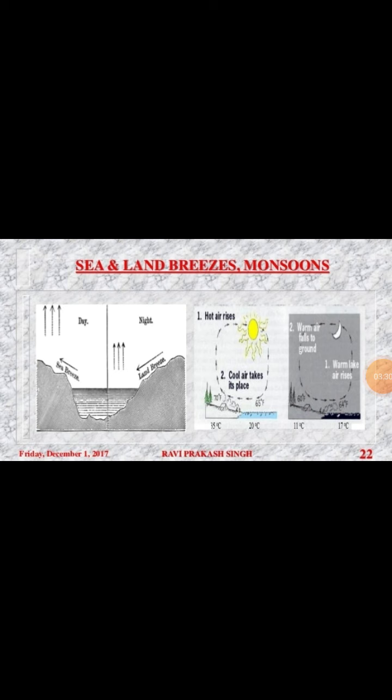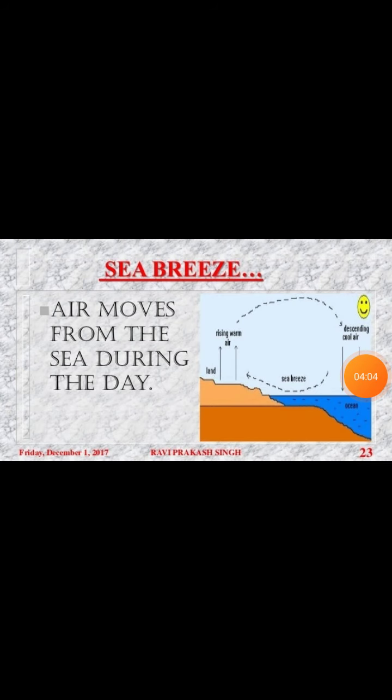This picture explains how it works. See the sea breezes and land breezes and monsoons. Here, during the day, the sea breeze is on the left side of the figure, and at night, the land breeze is shown below. Hot air rises, and cool air takes its place below. Warm air rises to the upper side of the sea. Okay, so this neatly explains the sea breeze.